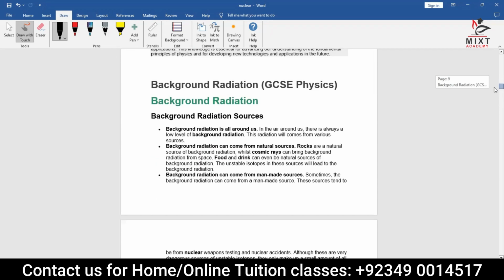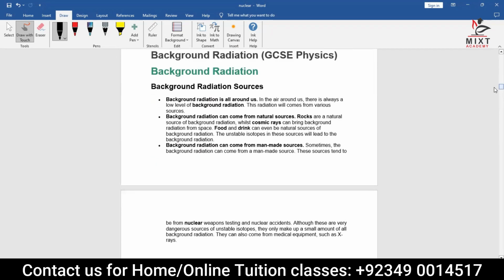Okay. Now, one small topic is there that is called background radiation. Now, what is meant by background radiation? Background radiations are radiations which don't affect us too much, and they are always there with us. And what are the sources for that? Rocks. From the rocks, we can get that.